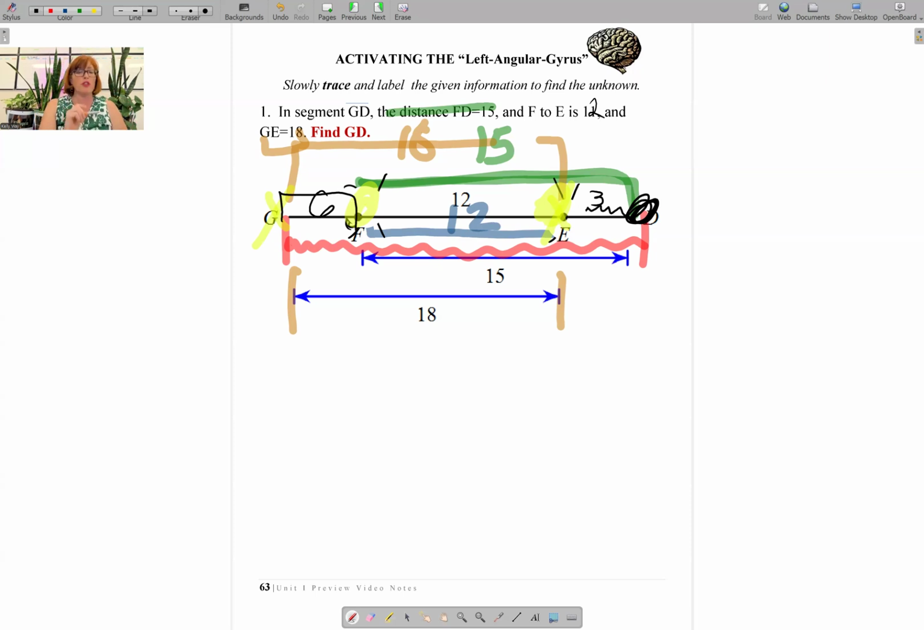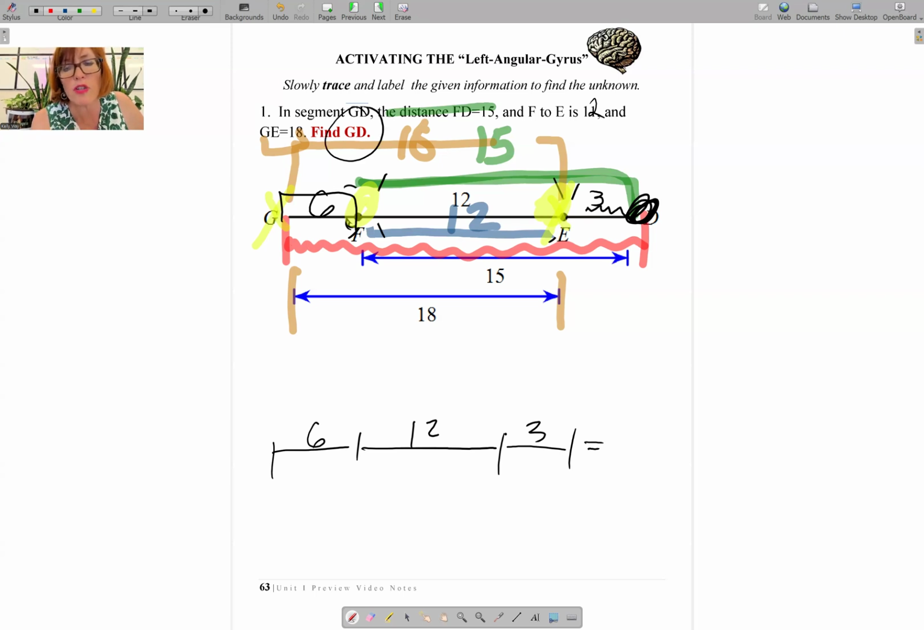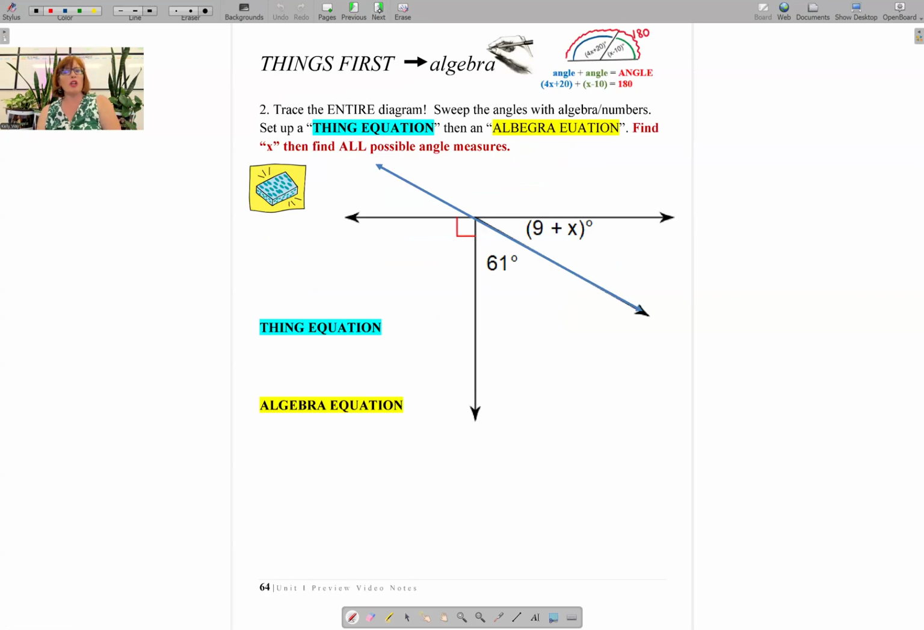Let's see if you have sufficient information. Starting at G, you have 6, 12, 3, 6, 12, 3, 6 plus 12, 18, 3. We just found our answer, G to D, 21. Bracket, finger pinch. Activating the left angular gyrus.